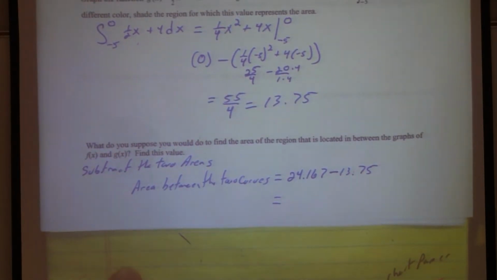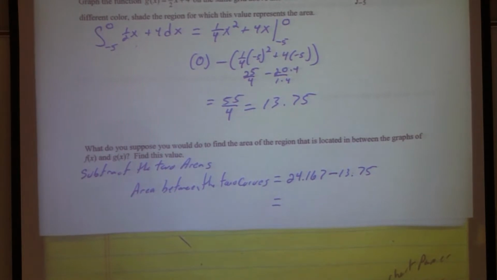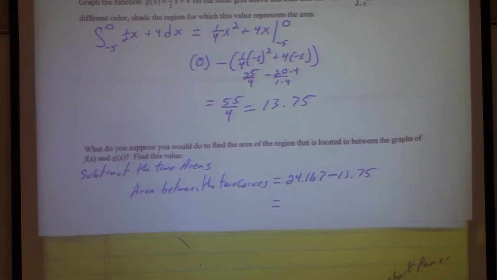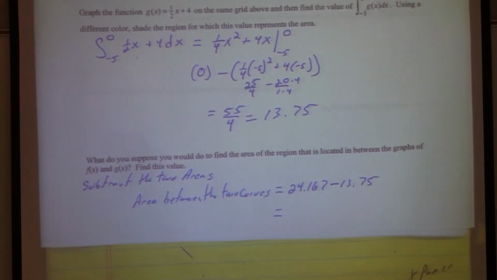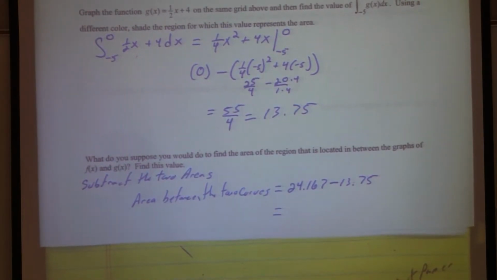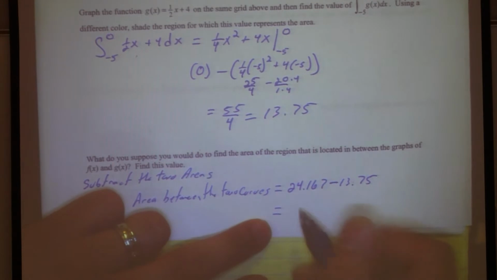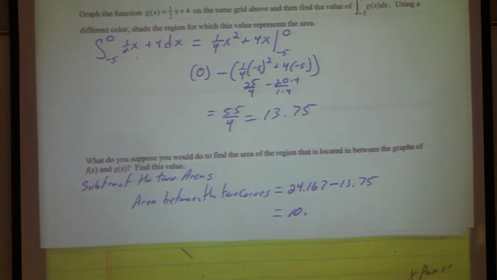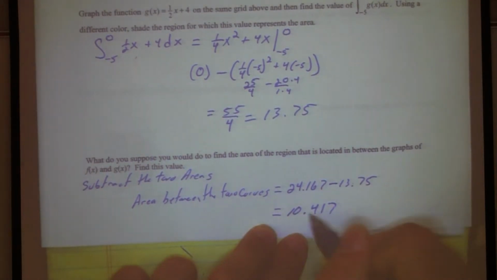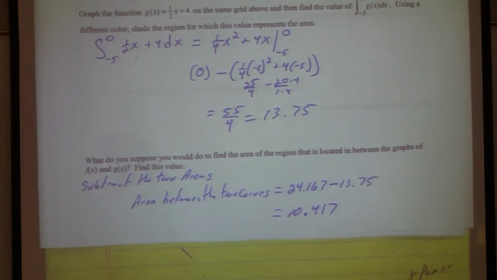Wait, wouldn't that just give you like the top half? Right, that's the space bounded between the two curves. Yeah, it's like this. Okay, cool. And what do we get? 10 point, type it in. 417? Beautiful. Good?